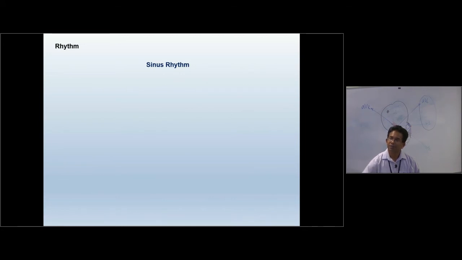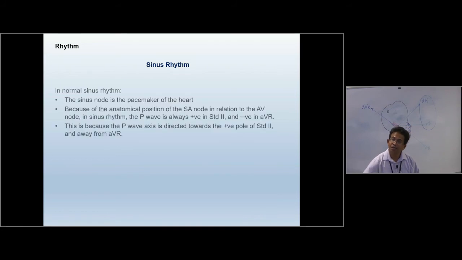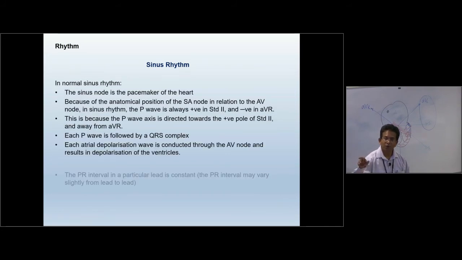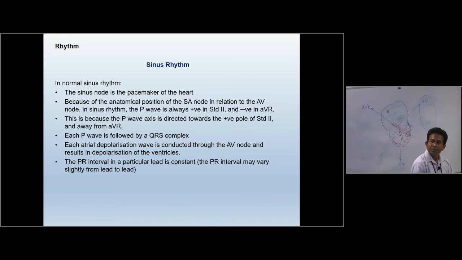All right, rhythm, sinus rhythm. Now, to define rhythm as sinus, the patient needs to fulfill the following criteria. The SA node should be the pacemaker of the heart. If the SA node is the pacemaker, the electricity is traveling towards lead 2, so that means the P wave of lead 2 should be positive, and the P wave of aVR should be negative.